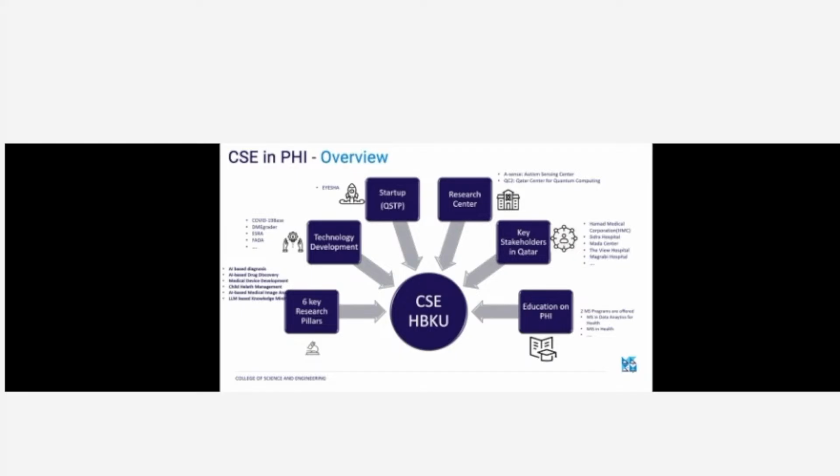We have a complete ecosystem in our university under Qatar Foundation. We have educational programs, 2 specific programs for health, Masters of Data Analytics and Information System in Health. We closely work with local hospitals, private hospitals, as well as public hospitals. We have recently established 2 research centers, including the Essence Autism Sensing Center. And our ecosystem has supported the development of health-related startups as well.